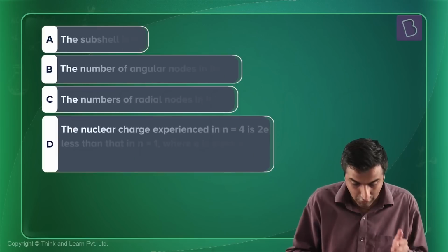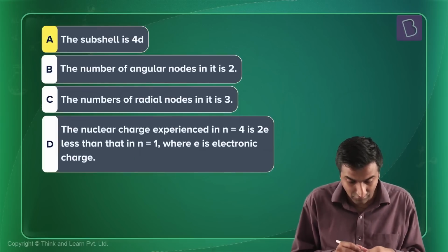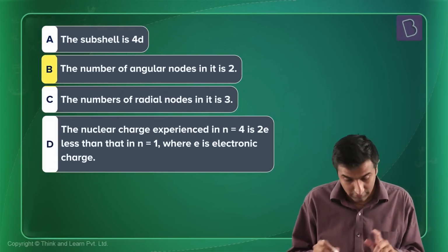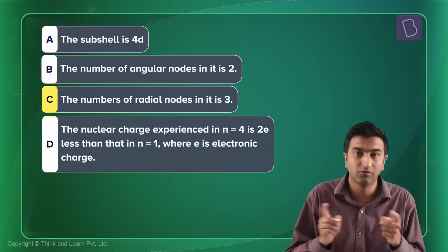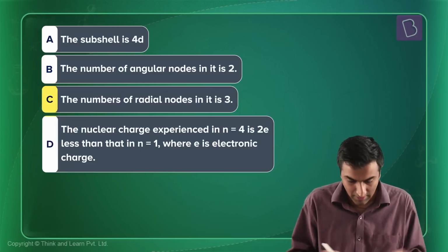So if you look at the options, option A is definitely correct. The subshell is 4D. The number of angular nodes is 2. Number of radial nodes is definitely not 3. It's n minus l minus 1, which is 4 minus 2 minus 1, right? That's just 1 radial node.